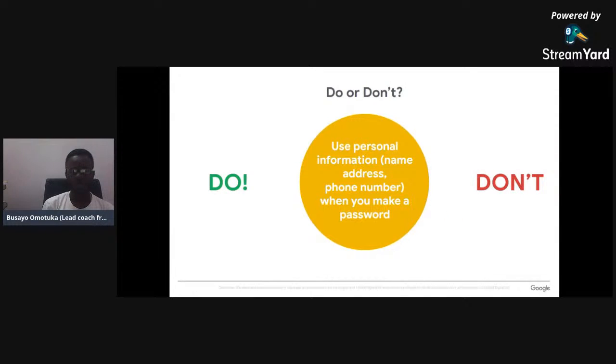Now, this is another one: use personal information, like name, address, phone number, when you make a password. Do or don't? It's actually don't. You don't use your personal information as your password, because people that know you can easily guess your password.